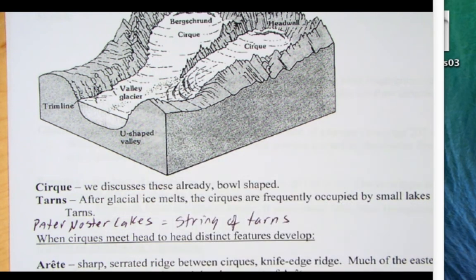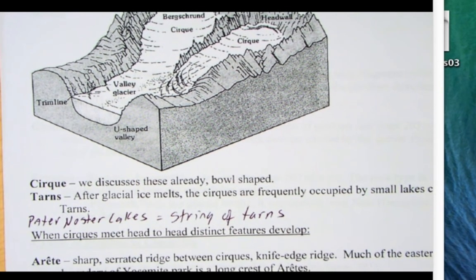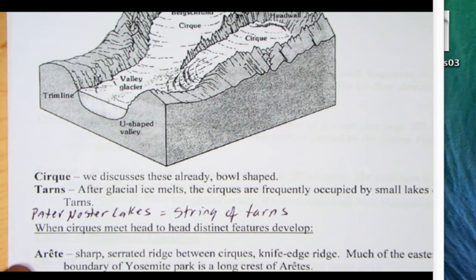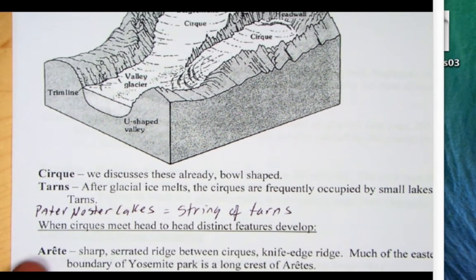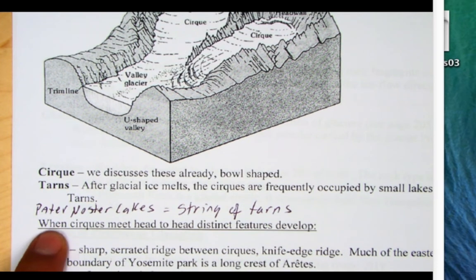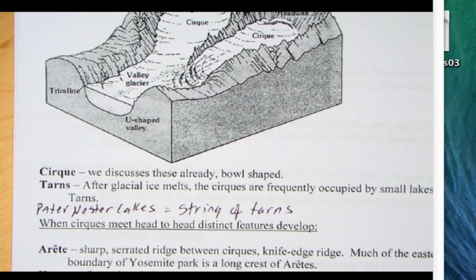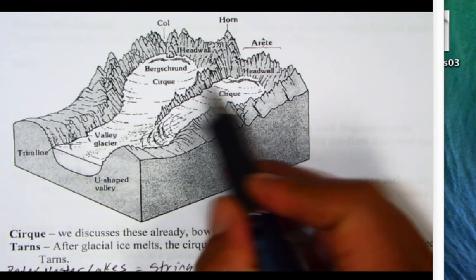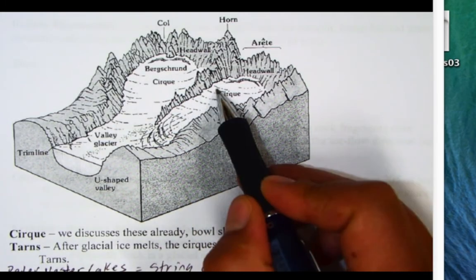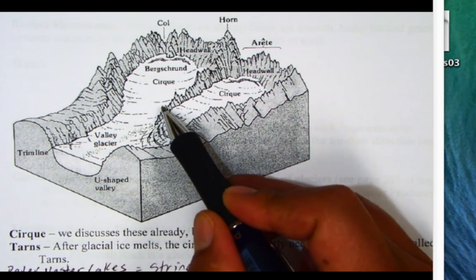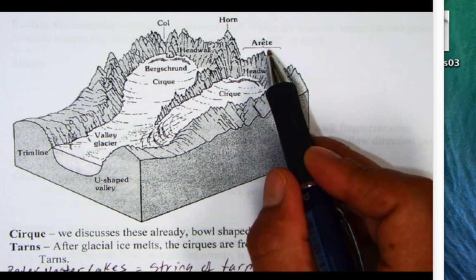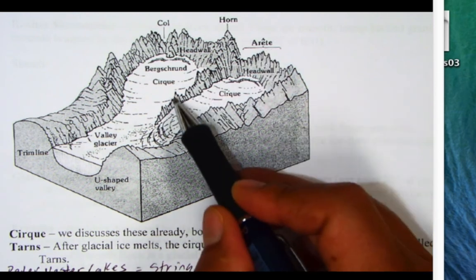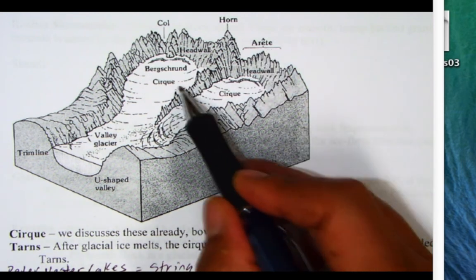Now, another important feature is the arête and the horn. So we'll talk about these in a moment here. When cirques meet head to head, these features form. In fact, if two or more cirques, so here's a cirque here, and here's a cirque here, note that these two are meeting, then you're gonna get this really jagged ridge here. And this jagged ridge is called an arête. So an arête is a jagged knife edge ridge between two cirques.